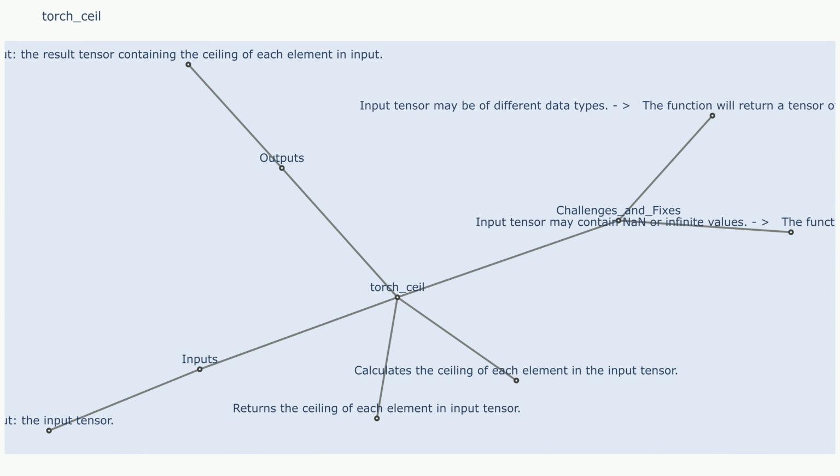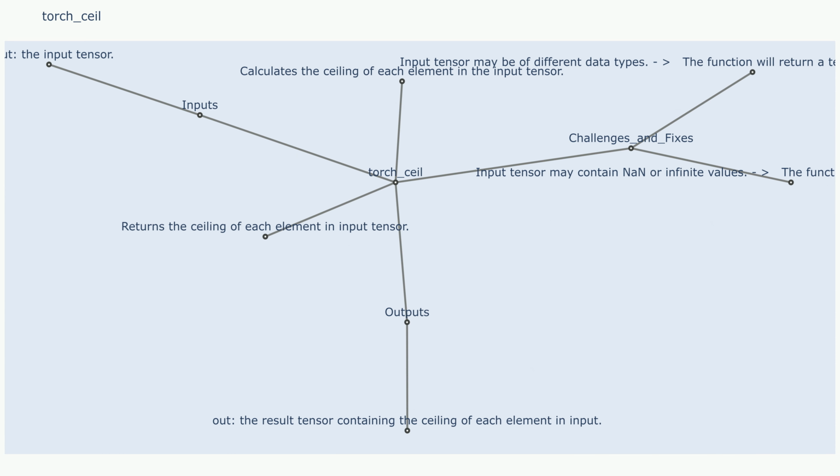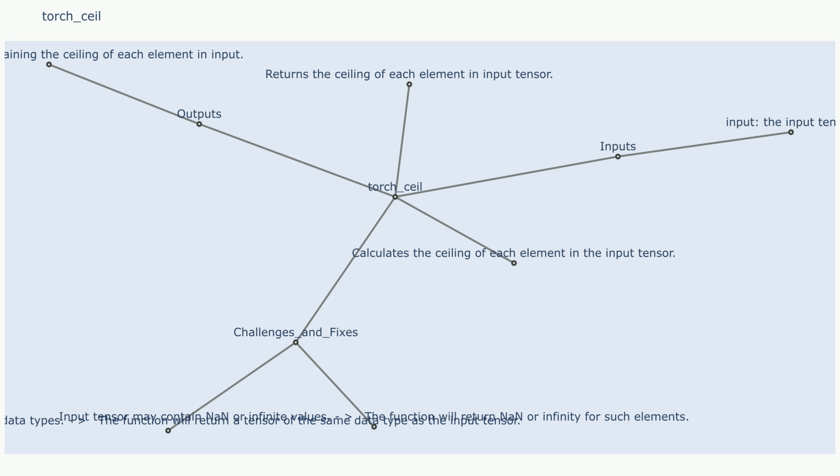Fixes to challenge 1. To handle non-values, you can use a conditional statement to check for non-values and replace them with the desired value, e.g., 0 or another value before applying the ceil function.